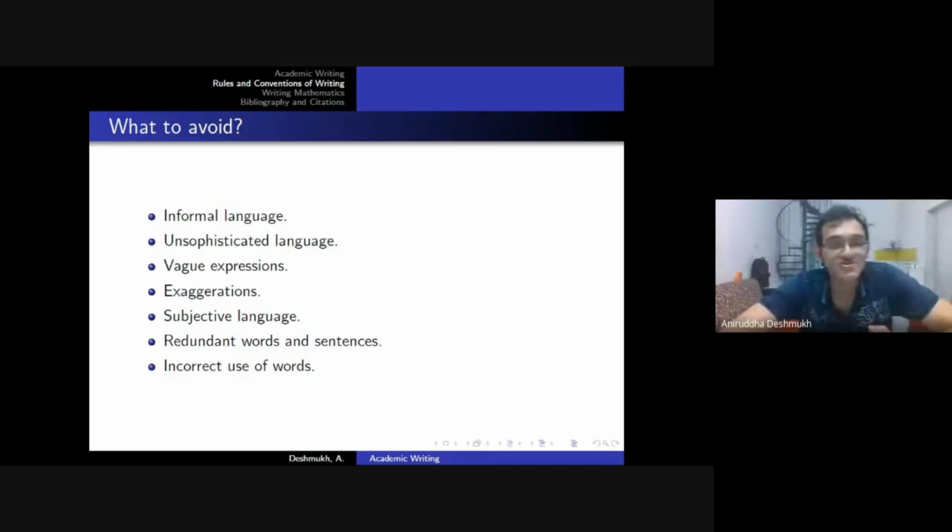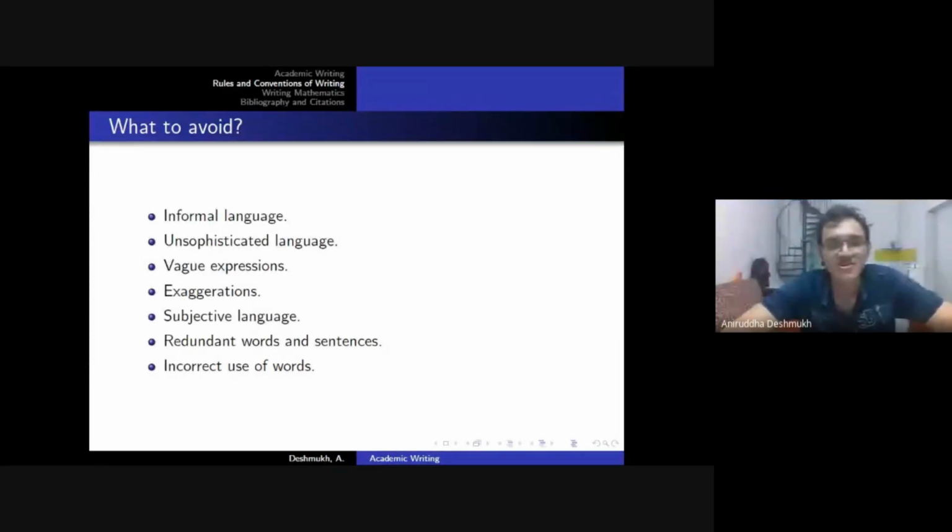And you should not use redundant words while writing a sentence. You should not use redundant sentences as well. If you have mentioned one particular thing somewhere, then you should not mention it again in some other section because the section has changed. The reader has gone through that particular section and therefore knows what you have written.